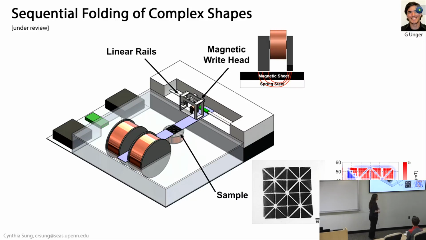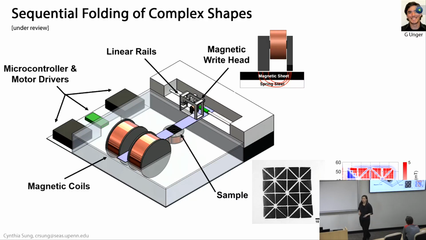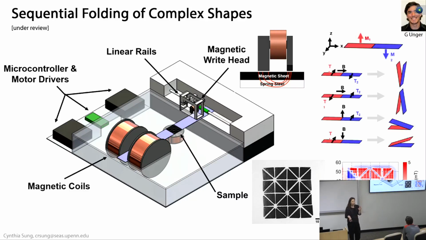This here that you're seeing on the right is now a magnetic image of the program that we've written onto this sheet, where blue is south-facing pixels and red is north-facing pixels. And when we expose this sheet to an external magnetic field, then we can get this structure to self-fold. The way that the structure folds is going to depend on the interaction between what we've programmed on the sheet and what the external magnetic field is.